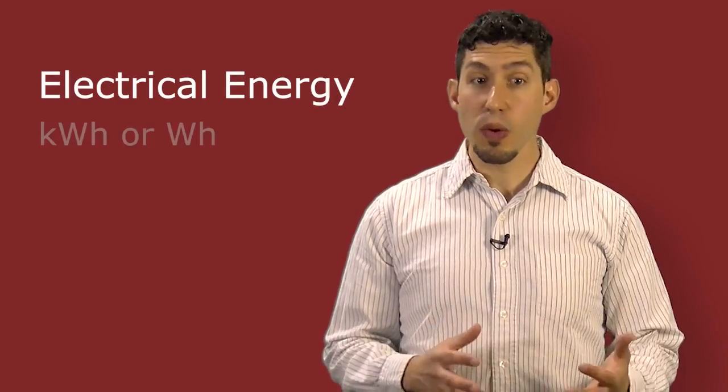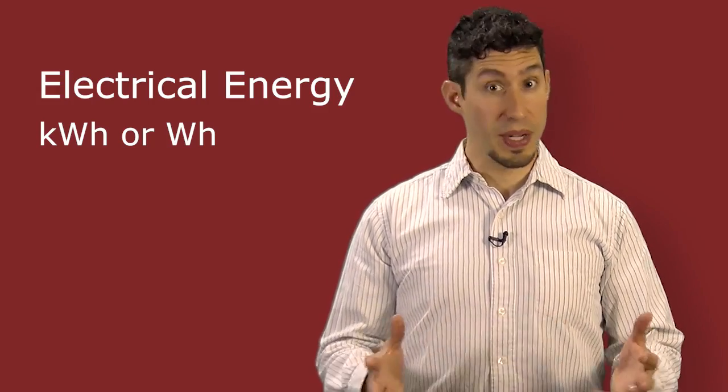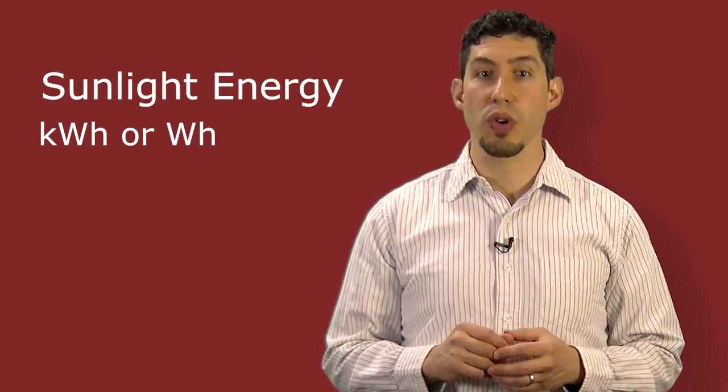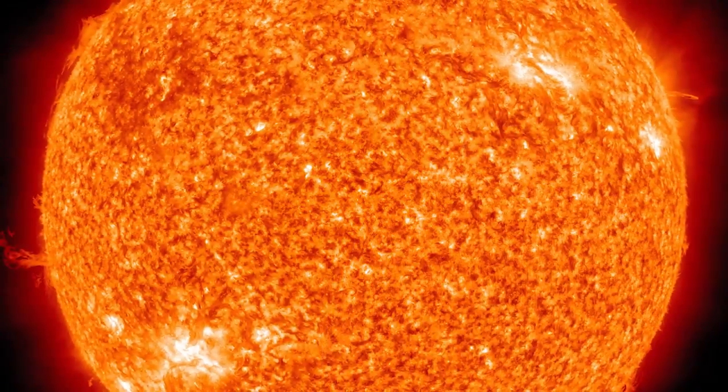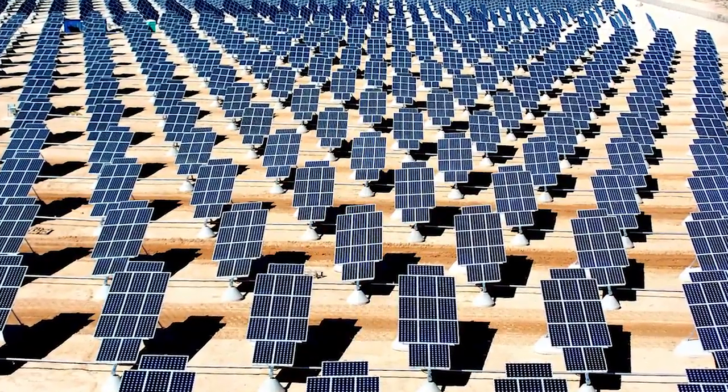Energy for electricity is typically measured in kilowatt hours or watt hours when being consumed or produced. Coincidentally, sunlight energy is also measured in kilowatt hours or watt hours. Knowing this, we can compare the sun's energy output to photovoltaic energy and electrical load, or the demand, using this common unit of kilowatt hours or watt hours. It's a direct comparison.